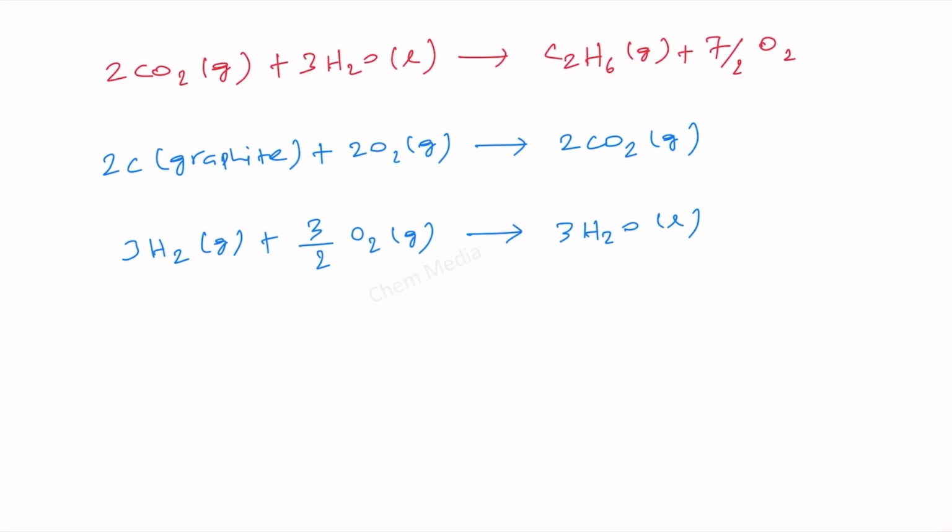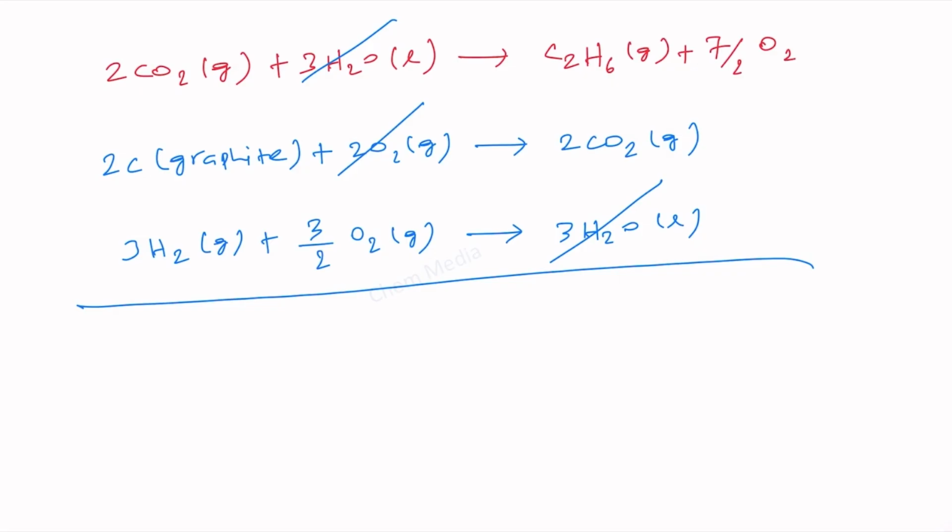So if we have these 3 equations and we sum them up, then what will happen? We have 3 waters on the reactant side, we have 3 waters on the product side. That would cancel out. We have 2 moles of O2 on the reactant side and 3/2 moles of O2 on the product side. So if we sum it up, then that will be 7/2. So we can cancel that. And we have 2 moles of CO2 on the reactant side, 2 moles of CO2 on the product side.